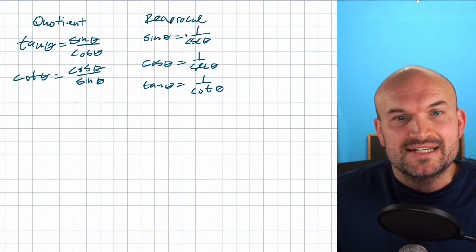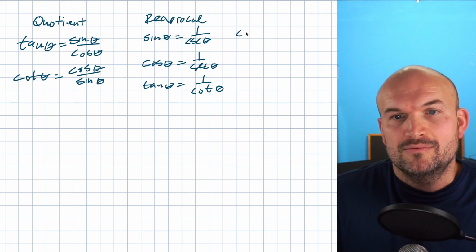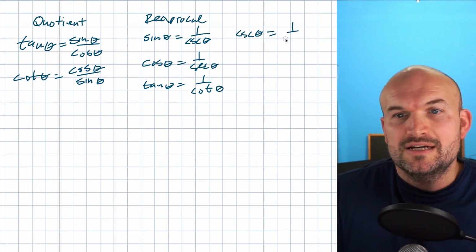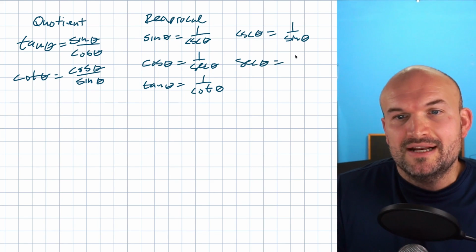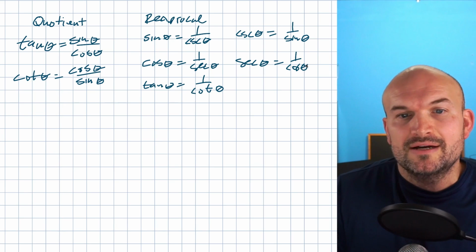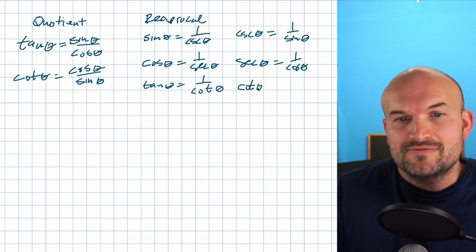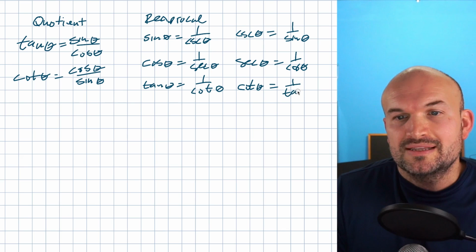Now, since sine of theta is equal to 1 over cosecant of theta, well, guess what? That means cosecant of theta is equal to 1 over sine of theta. And we can do the exact same thing for secant of theta. That's 1 over cosine of theta. And then also we have the cotangent of theta is equal to 1 over the tangent of theta.